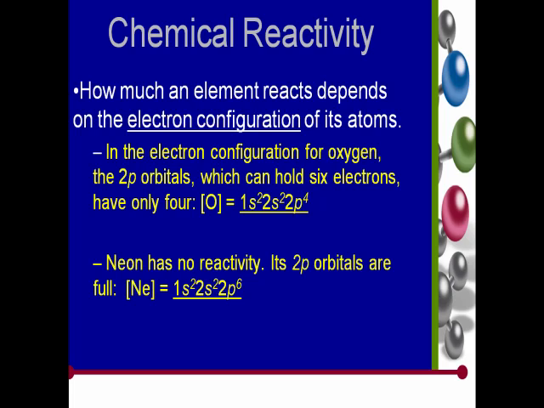The other element we're going to look at is neon. Neon has an electron configuration of 1s2, 2s2, 2p6. So its p sublevel is completely filled. It has no reason to obtain more electrons. And because of this, neon shows no reactivity.